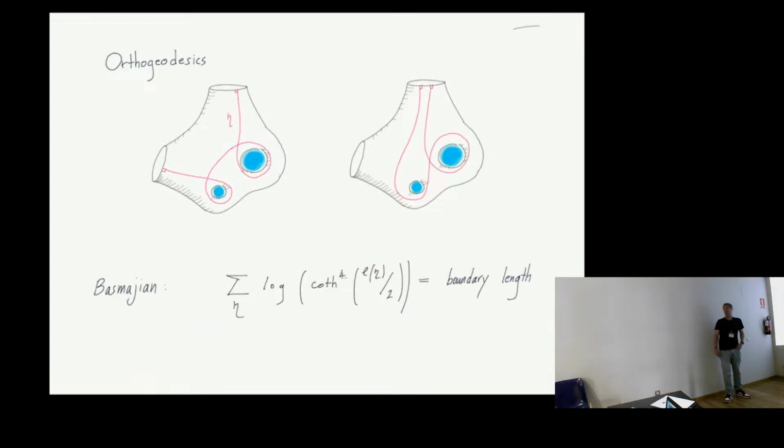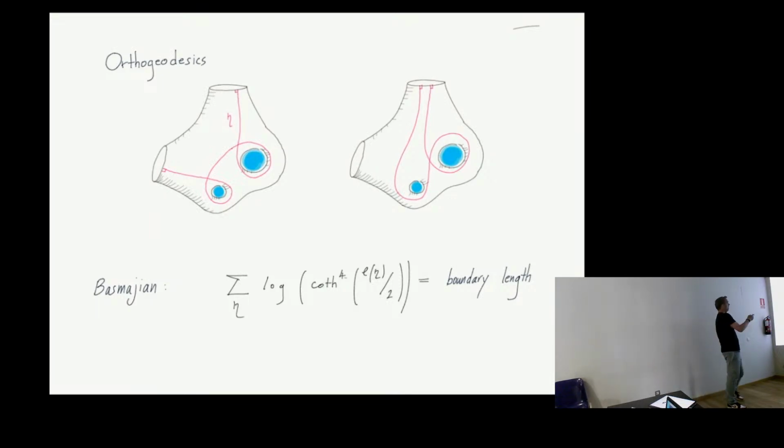And here's another identity due to Ara, who is here in the room and can tell you more about it, which says that you take these lengths, you get a natural function of them, which is the log of the coth to the power 4 of the length divided by 2. And you sum these up over all possible orthogeodesics on the surface. And what you get in the end is the boundary length of the surface. So for this identity to make sense, you need a surface which actually has geodesic boundary.